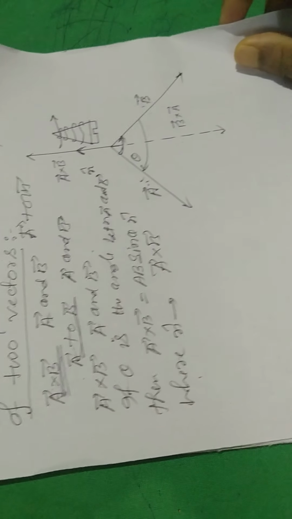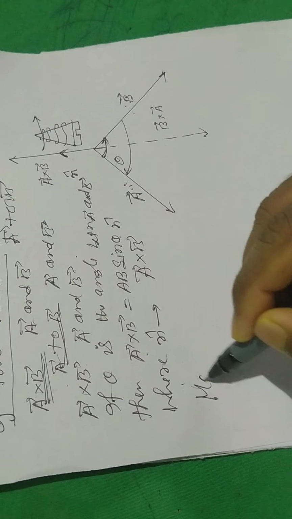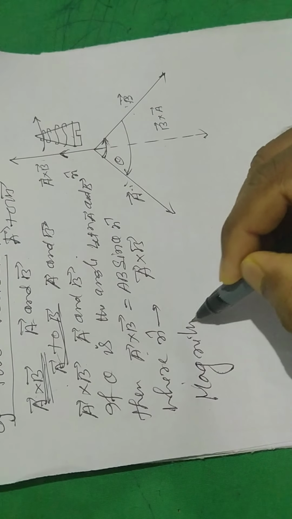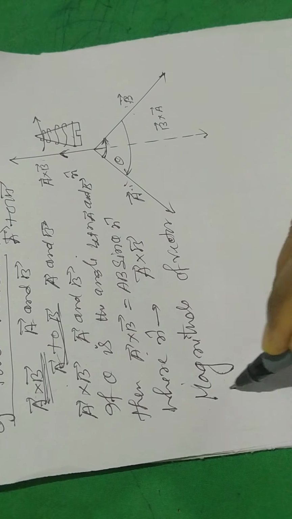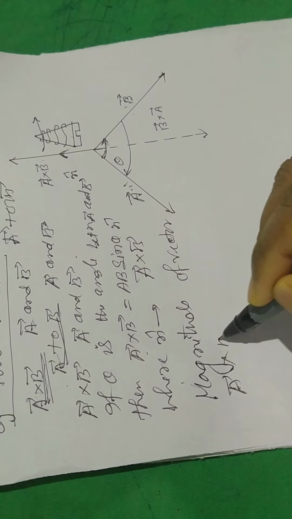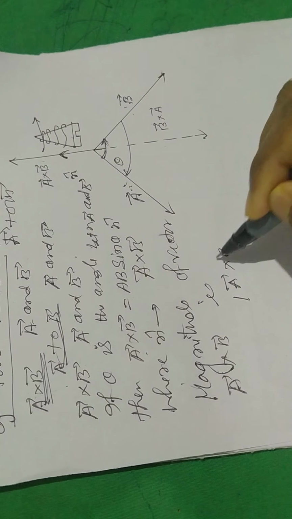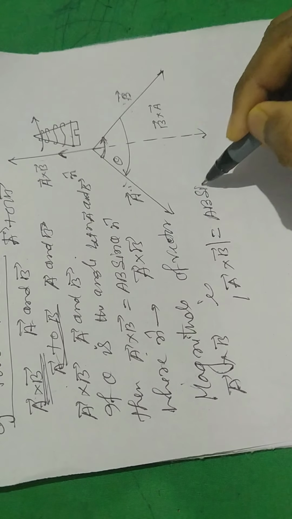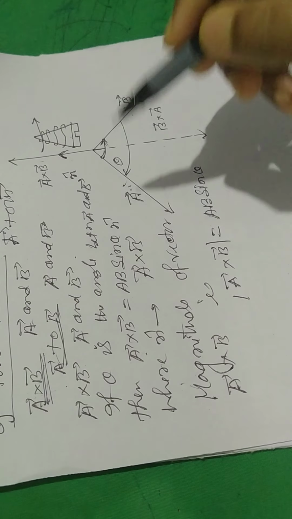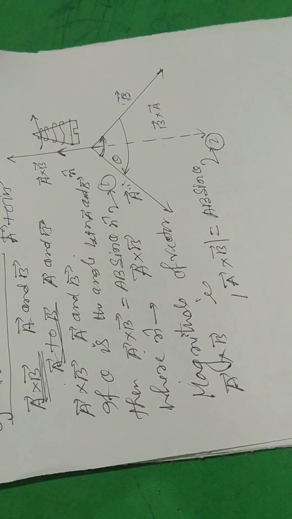Now the magnitude of vector A cross B. If you write the magnitude of A cross B, it is equal to AB sine theta. This is equation number 1. And A cross B equal to AB sine theta n cap is equation number 2.